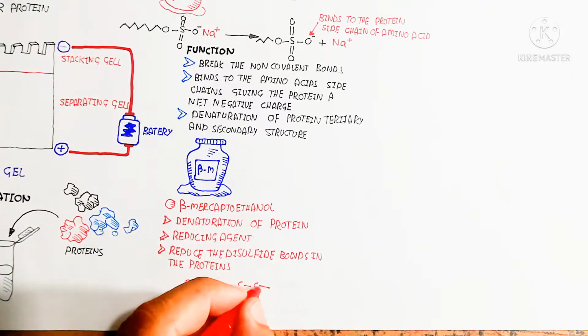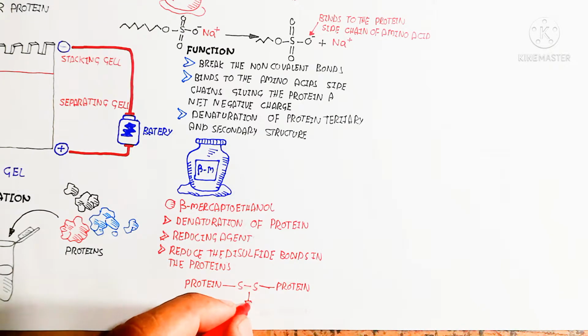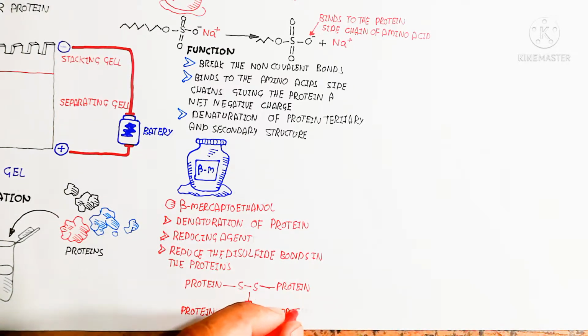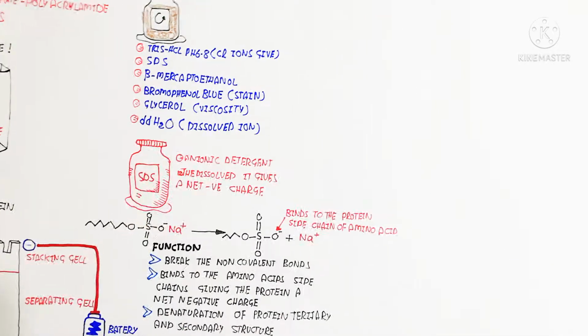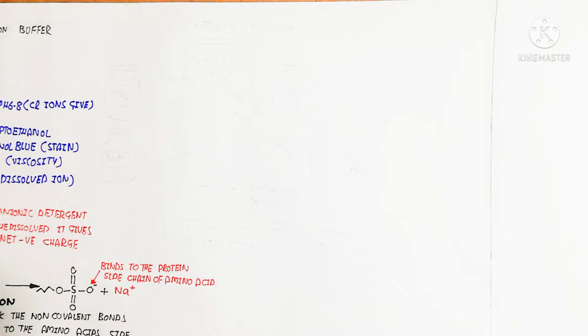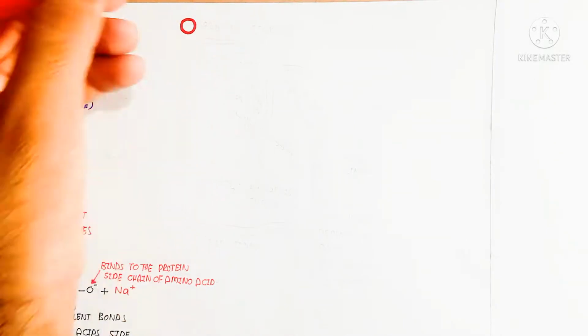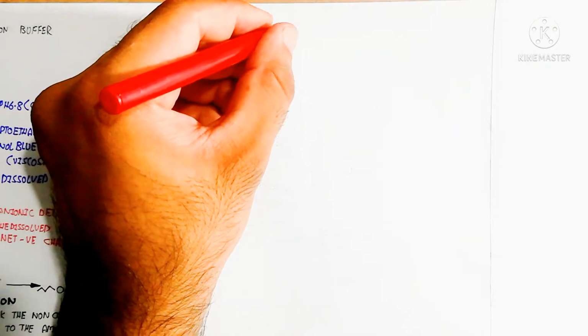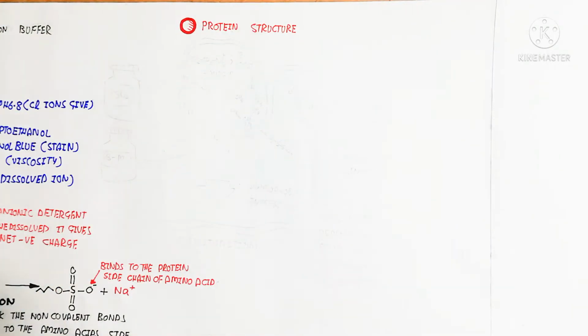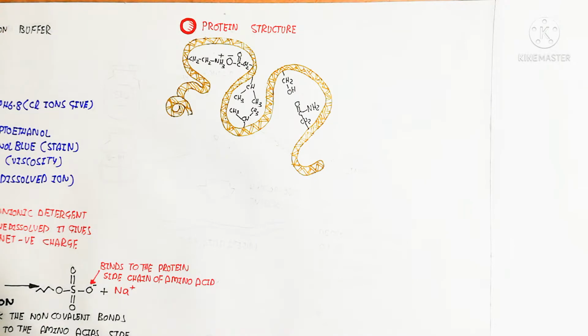The important thing here is that you can see the protein and the sulfur disulfide bond between the protein does not depend on charge. Shape and charge will not matter in SDS-PAGE technology, but the molecular weight matters 100%.